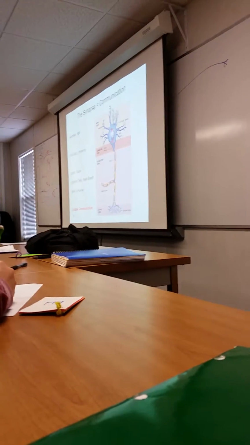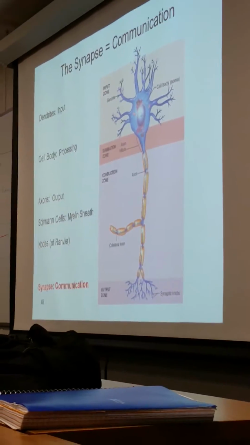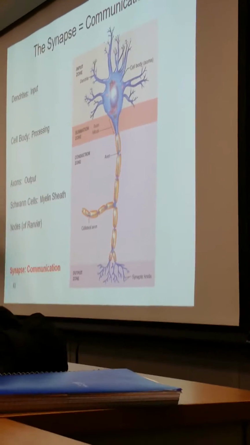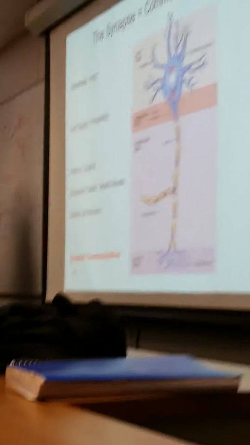The end of the axon. This is the synapse, where one neuron ends and communicates with another cell. So again, the big picture: dendrites for input, cell body for processing, axons for output. When you get to the end of the axon, you've got the synapse.